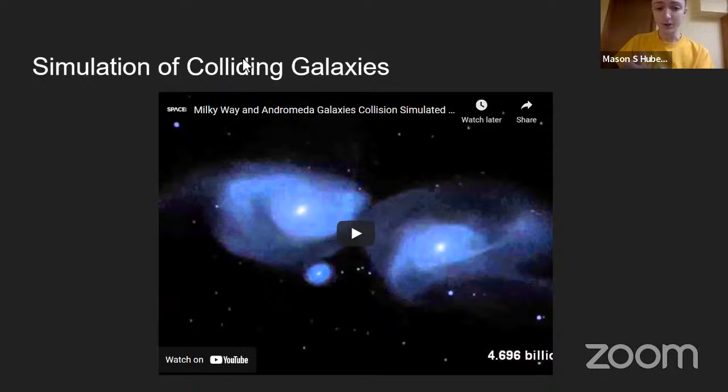And this is a great simulation of what could happen to our galaxy in the future, but it also shows how some of these irregular galaxies can be formed. So Derek, if you want to play that and see if it goes.